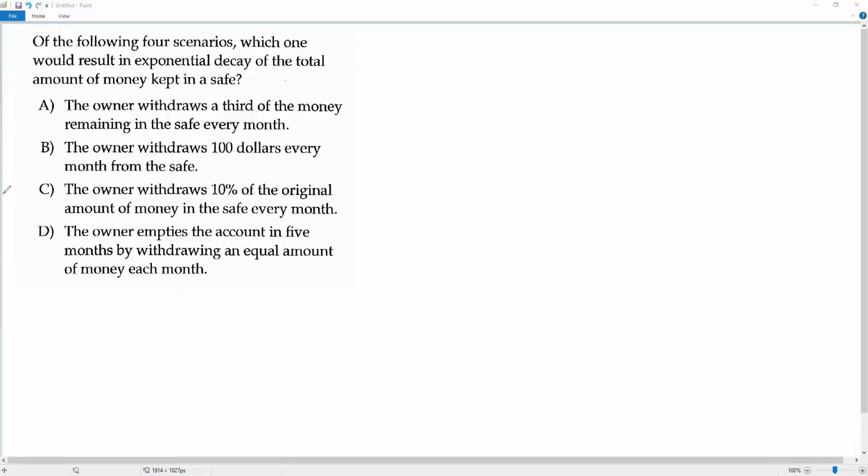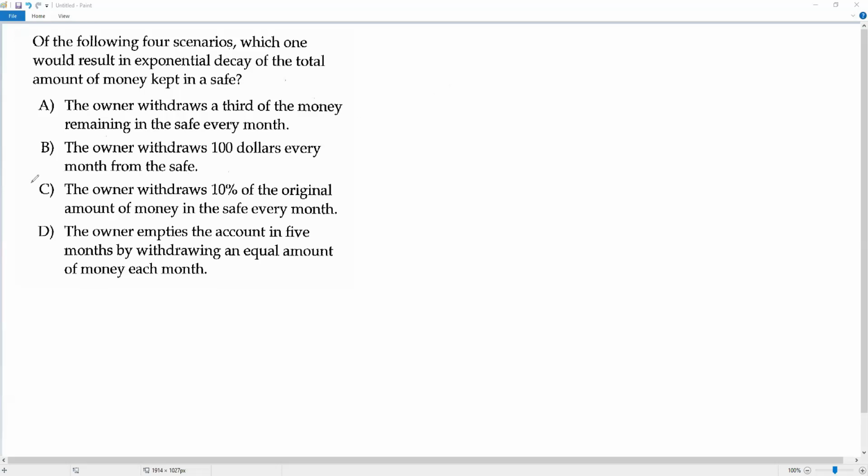Of the following four scenarios, which one would result in exponential decay of the total amount of money kept in a safe? Option A: the owner withdraws a third of the money remaining in the safe every month. Option B: the owner withdraws $100 every month from the safe. Option C: the owner withdraws 10% of the original amount of money in the safe every month. Option D: the owner empties the account in 5 months by withdrawing an equal amount of money each month.